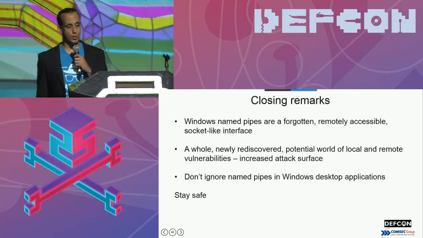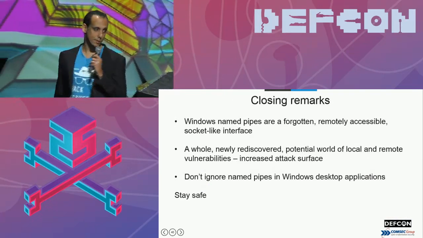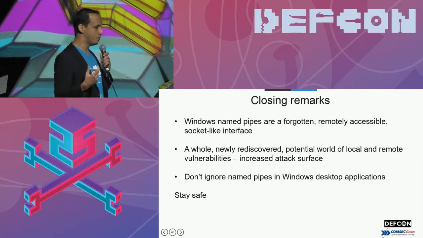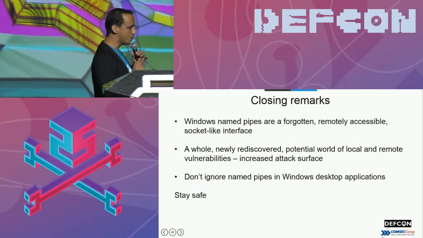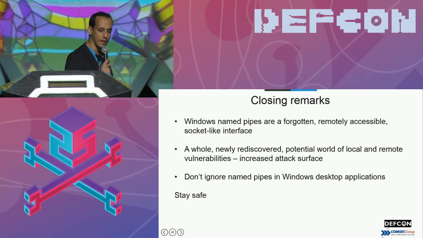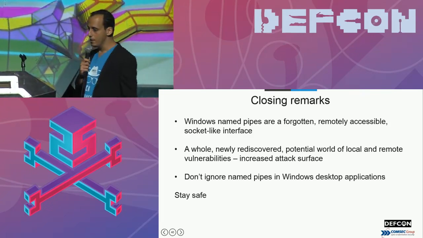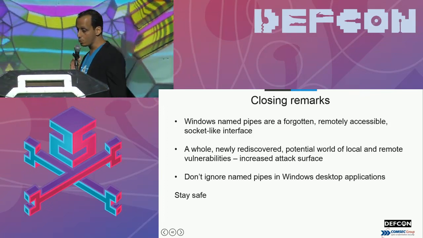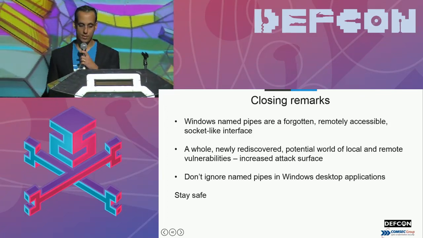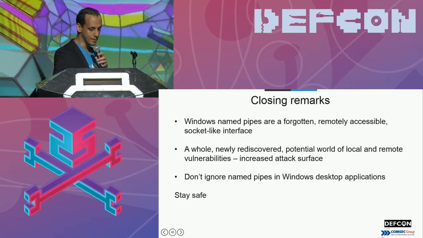Some closing remarks. Windows named pipes are a forgotten, remotely accessible, socket-like interface. You don't need to put your socket number, you need to put the named pipe name. This is a whole newly rediscovered potential world of local and remote vulnerabilities, increased attack surface, and don't ignore it because it can lead to significant vulnerabilities.